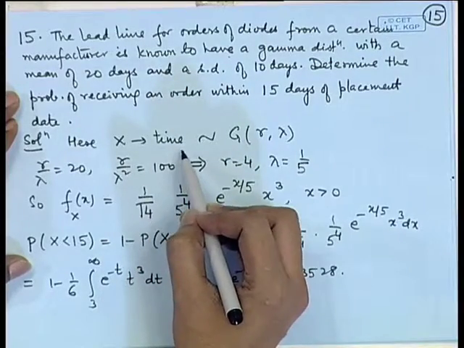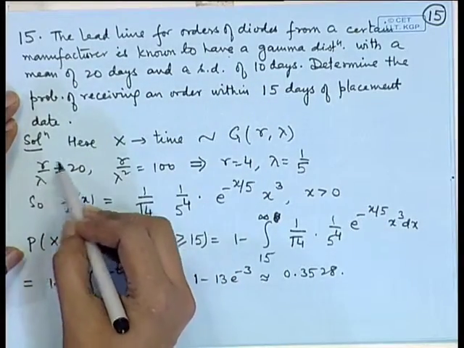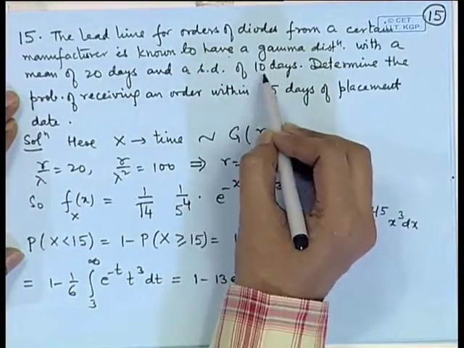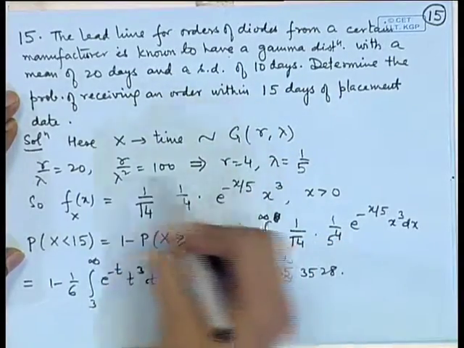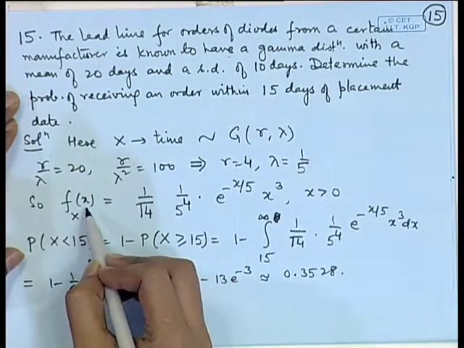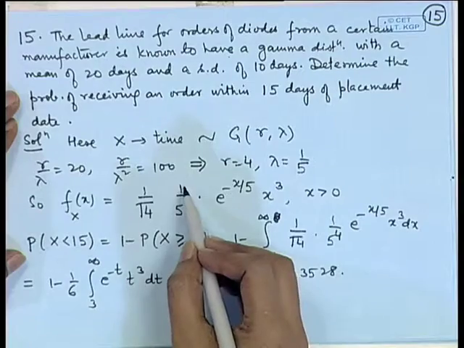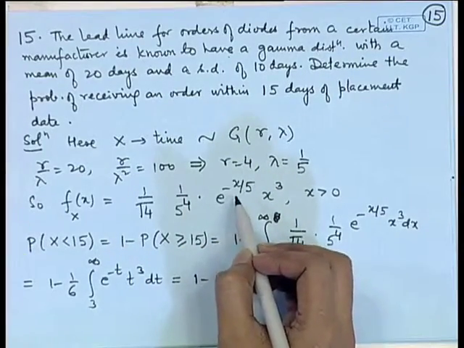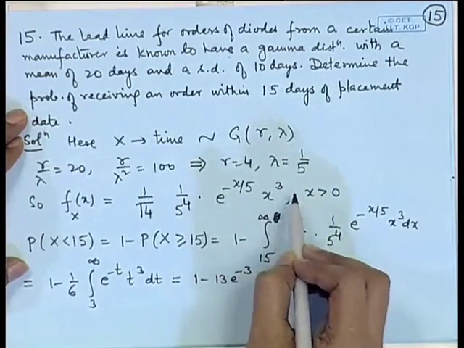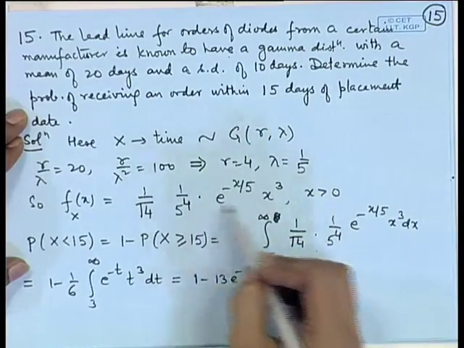So, let x denote the time. This follows a gamma distribution with parameters r and lambda. Then the mean of a gamma distribution is r by lambda, which is given to be 20, and the variance r by lambda square is given to be 10 square, that is 100. After solving these two equations, we get r equal to 4 and lambda equal to 1 by 5. So, the probability density function of the time is 1 by gamma r, lambda to the power r, e to the power minus lambda x, x to the power r minus 1. After substituting the values of r and lambda, we get the form of the probability density function.